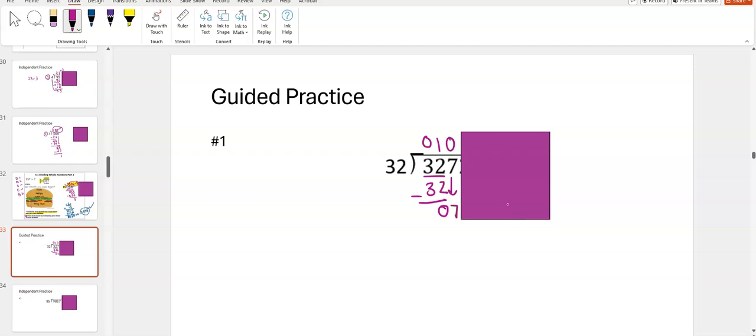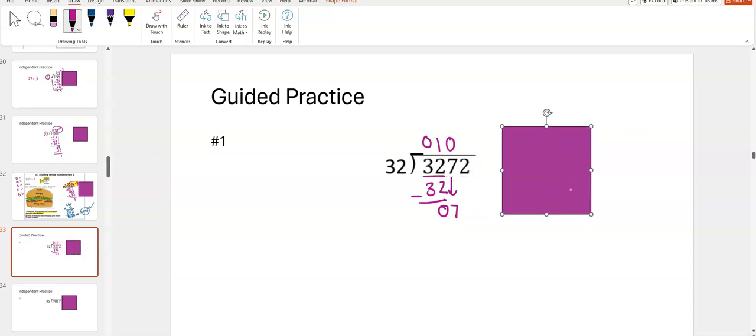It cannot go into 7 evenly. Let's move this over. Bring down that next number. 32 goes into 72 twice. That would be 64. 8. The remainder of 8.